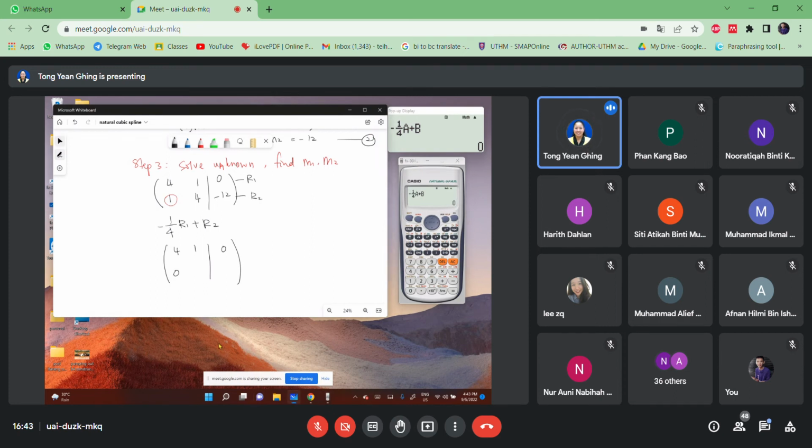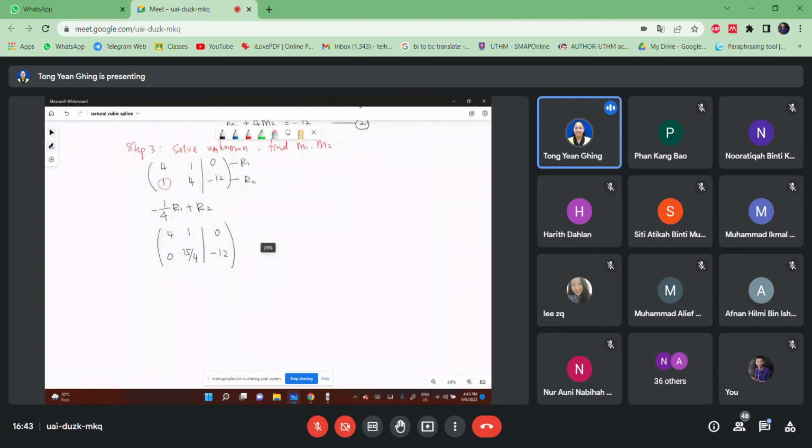Okay. And then calculate again. My A is 1, this number, and now my B is 4. Okay, 15 over 4. Now my A is 0, my B is negative 12. So I get negative 12. So now I already get my equations.